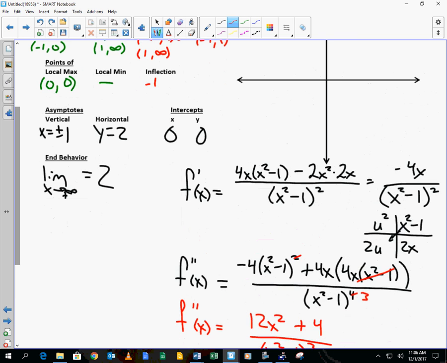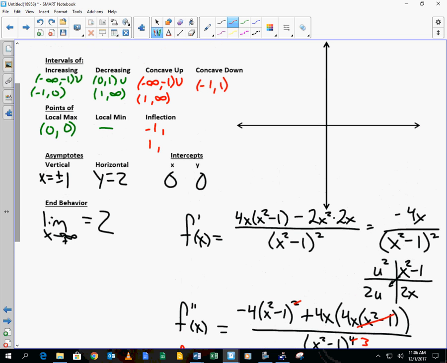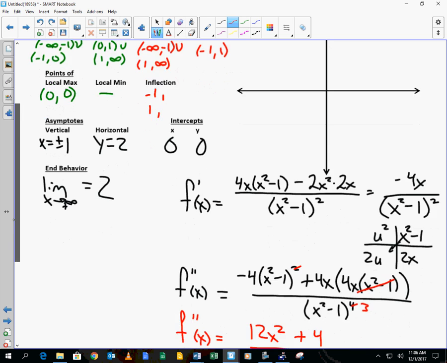Negative 1 and 1. Awesome. We got to plug them back in and get our points, right? Yeah, it doesn't work, does it? So can we include them as inflection points? No. So I let us kind of go down that road.